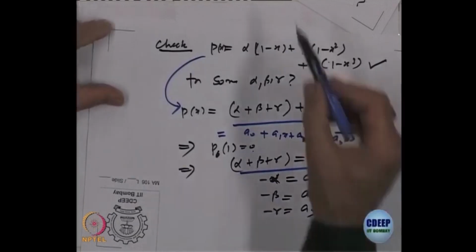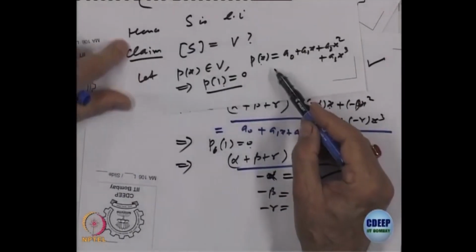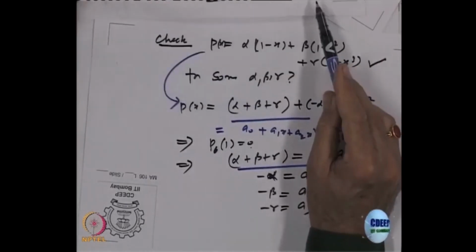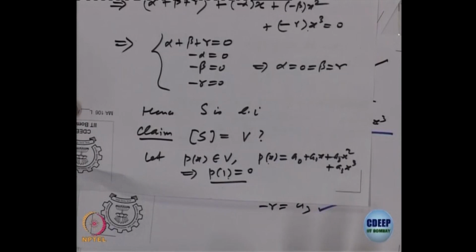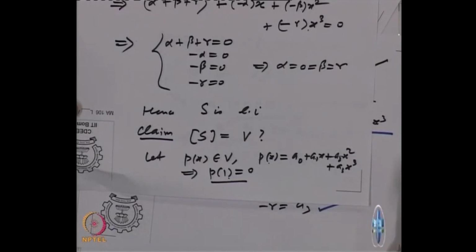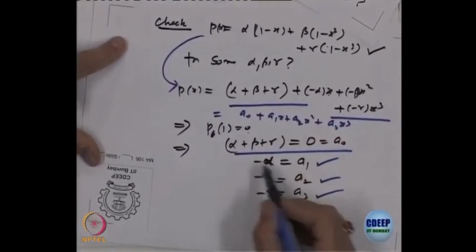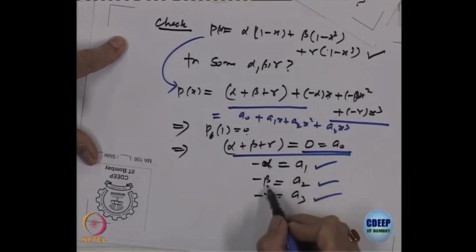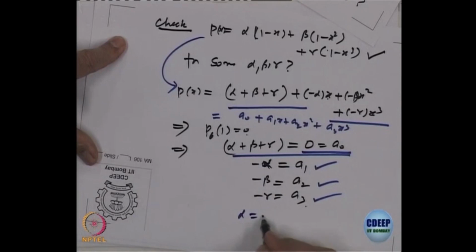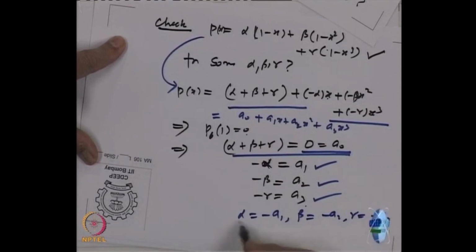So, what I have found is alpha, beta and gamma for P(x). P is given to me, the polynomial is given to me, that means a0, a1, a2, a3 are given to me. I have to find alpha, beta and gamma in terms of a0, a1, a2 and a3. That was the problem, right. Then it will be a linear combination. So, what I have found is a0 is equal to 0, a1 is equal to minus alpha, a2 is equal to minus beta and a3 is equal to minus gamma. That means alpha is equal to minus a1, beta is equal to minus a2 and gamma is equal to minus a3, right.